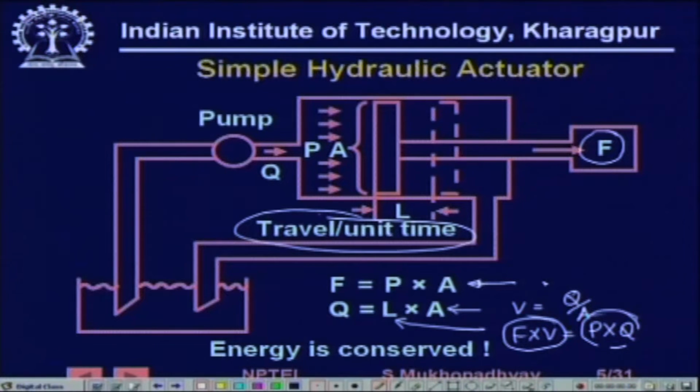So, energy is the same for a pump. As we know, a pump delivers a fluid at a certain rate, volumetric flow rate, and at a certain pressure, and the pump output power is simply P into Q. So, whatever the area, the mechanical power is also P into Q. F into V is equal to P into Q. So, therefore, energy is conserved, and there is no contradiction.